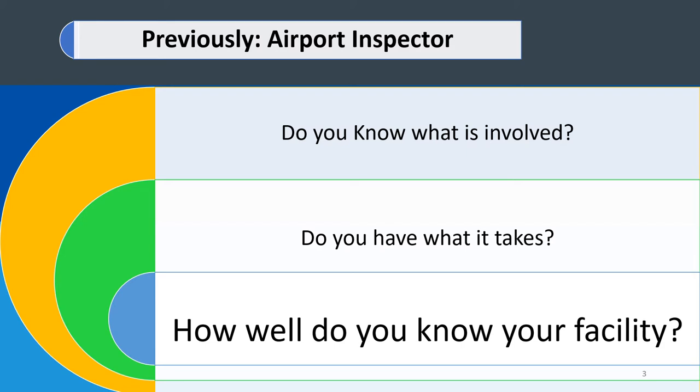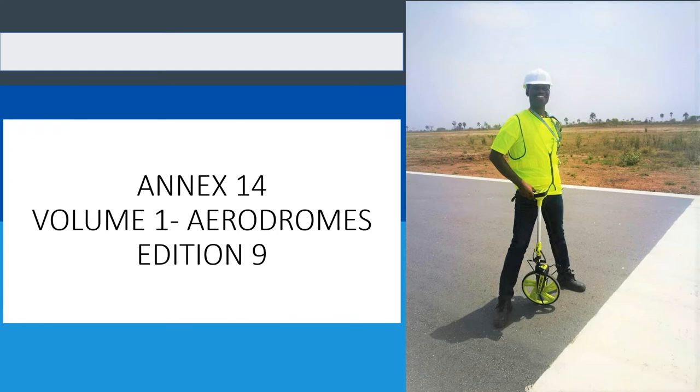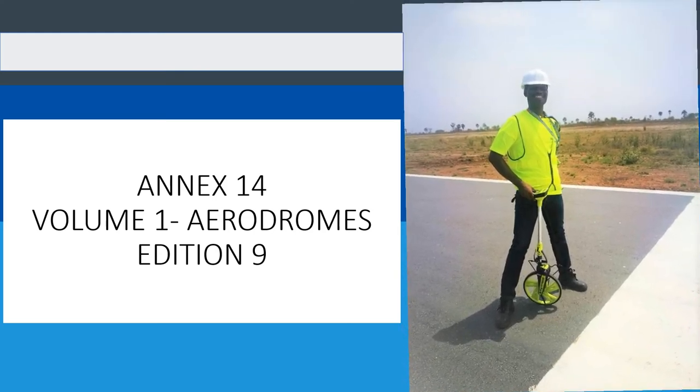Today we are looking at how well do you know your facility, and this is in fulfillment of your request for me to go deeper into airport facilities and also look at the Annex 19. So we will follow up on what you have requested. We will be using Annex 14, Volume 1, Aerodromes, the 9th edition, as we go along the coming presentations. So stay tuned and enjoy yourself whilst you learn at the same time.